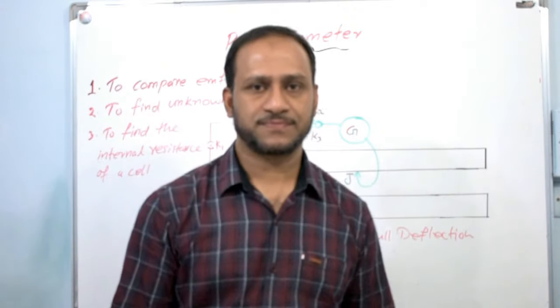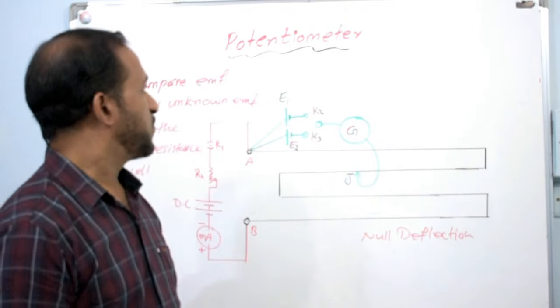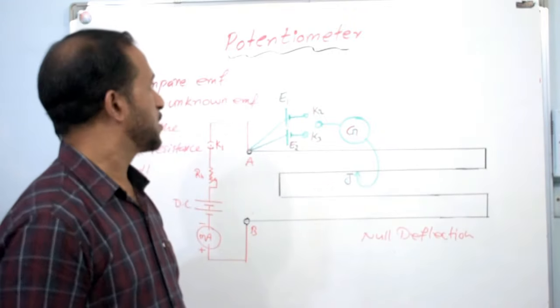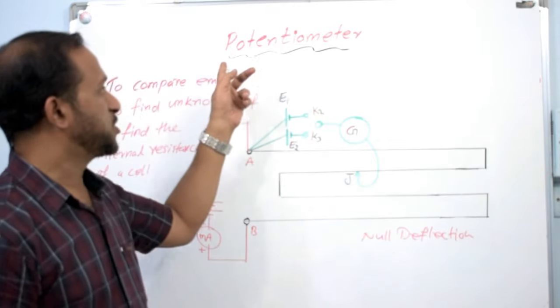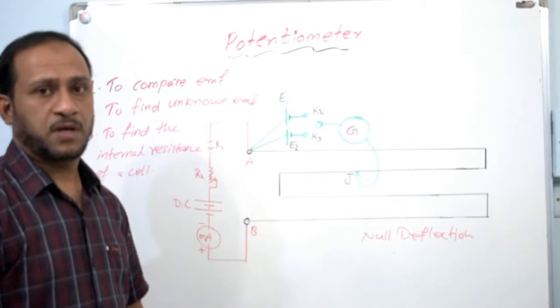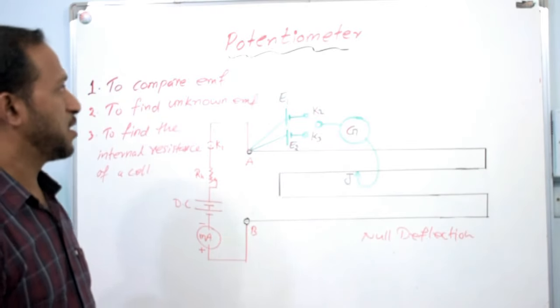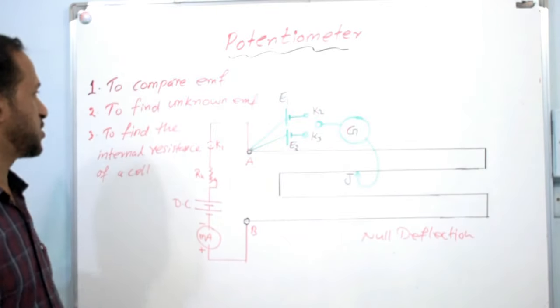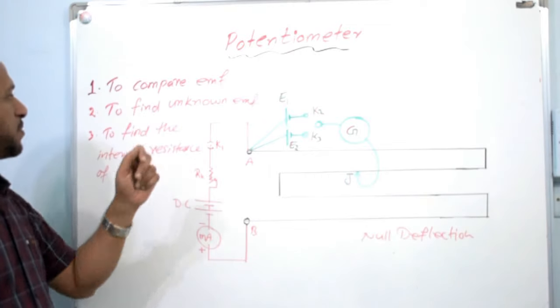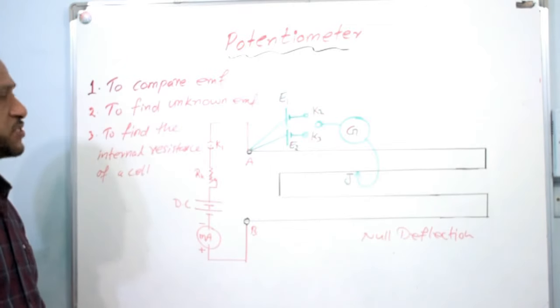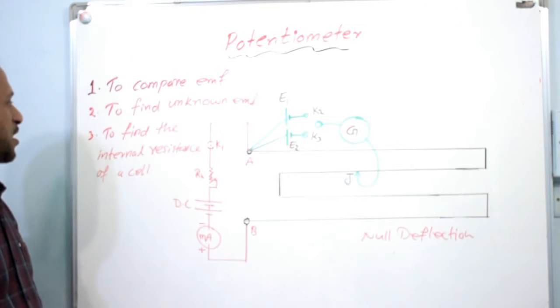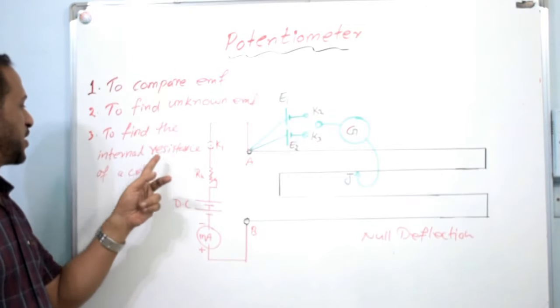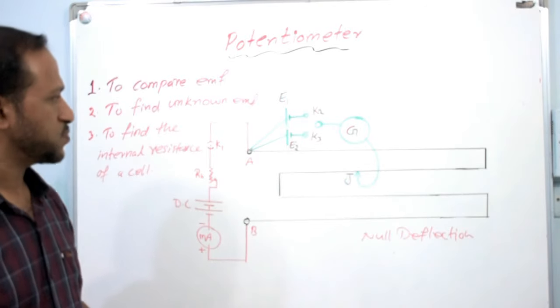Hello students, today we can see an experiment that is there in your 12th standard. The experiment by using potentiometer. By using potentiometer, you have three experiments. One is to compare the EMF of two different cells. Another is to find the unknown EMF of a given cell. And the third one is to find the internal resistance of a cell.